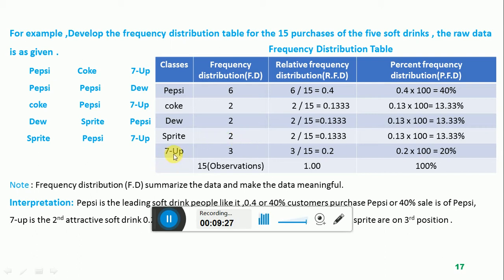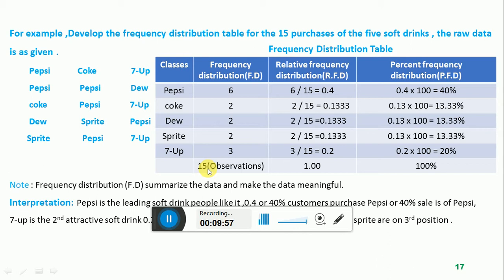And now the last class and its frequency. Count from here in the last column: 7-Up, 1, 2 and 3. So the 7-Up class occurs 3 times. So this is the frequency of the class 7-Up. When we add all these frequencies, the total number of observations, the total number of data items in the data set, is 15.